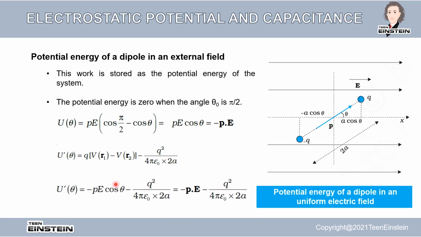So now U dash of theta is equal to, instead of these first two terms, we will substitute minus P into E, because that is the potential energy of keeping this dipole in this external field when we are ignoring the interaction between them. So this is the potential energy of this configuration. The potential energy of this configuration in an electric field is given by minus PE cos theta minus Q squared by 4 pi epsilon naught into 2A. If you rearrange and simplify, it is minus P dot E minus Q squared by 4 pi epsilon naught into 2A. So this is the potential energy of the overall configuration.